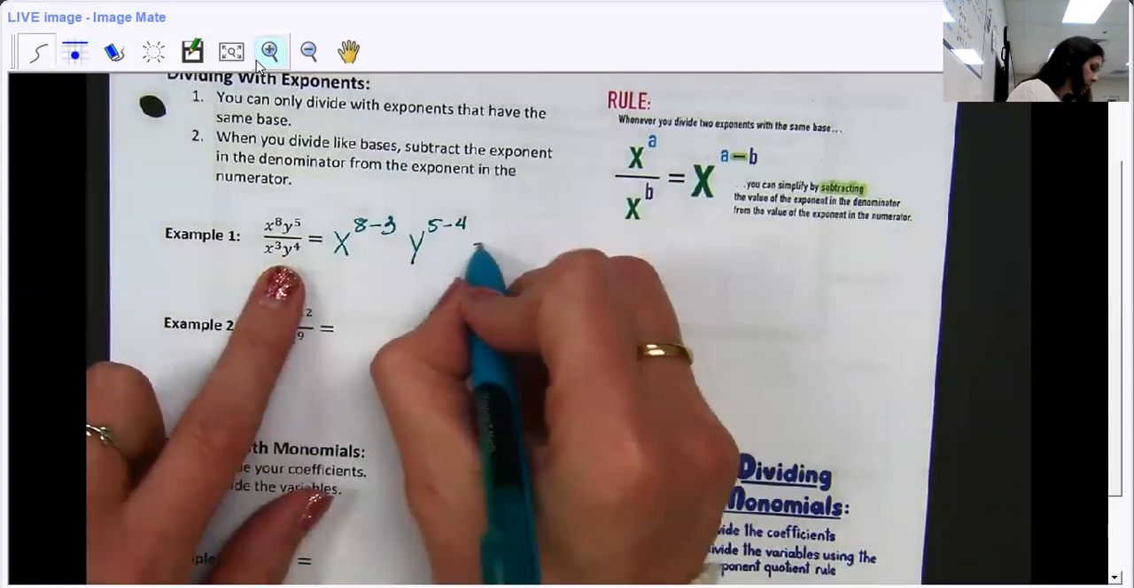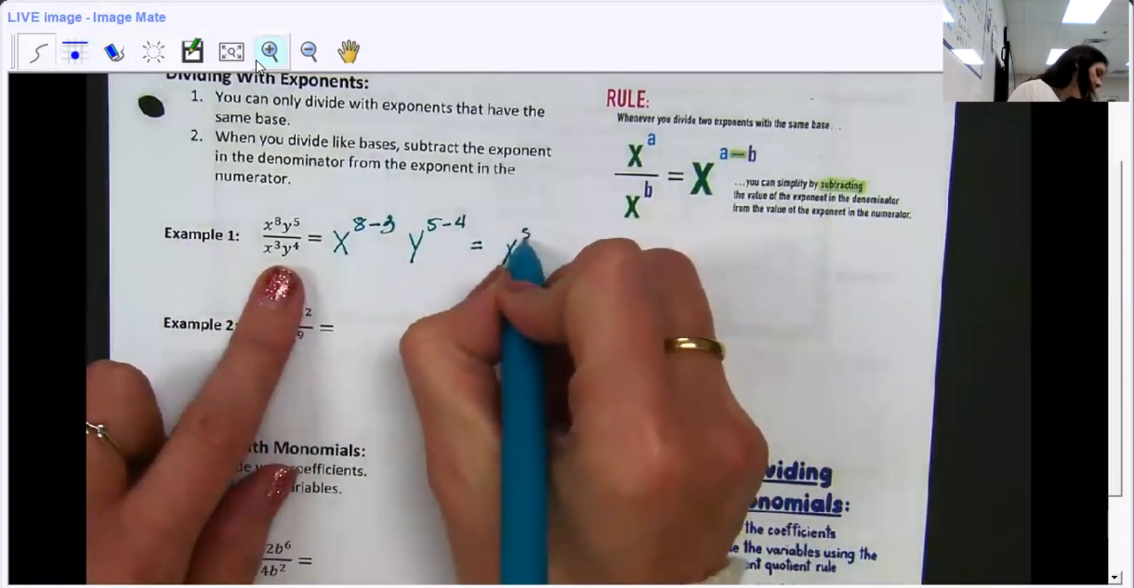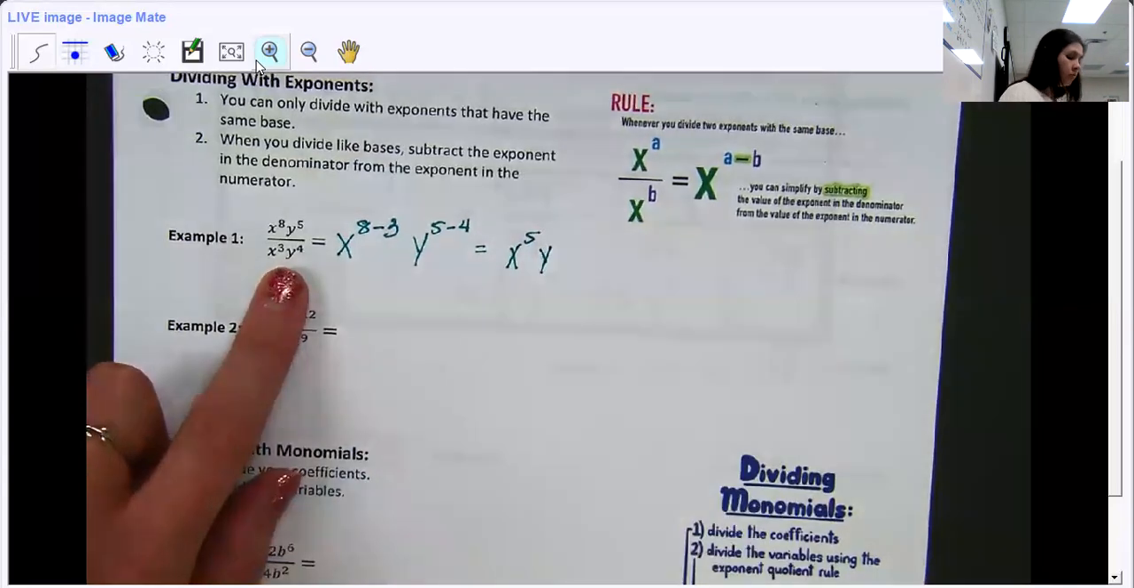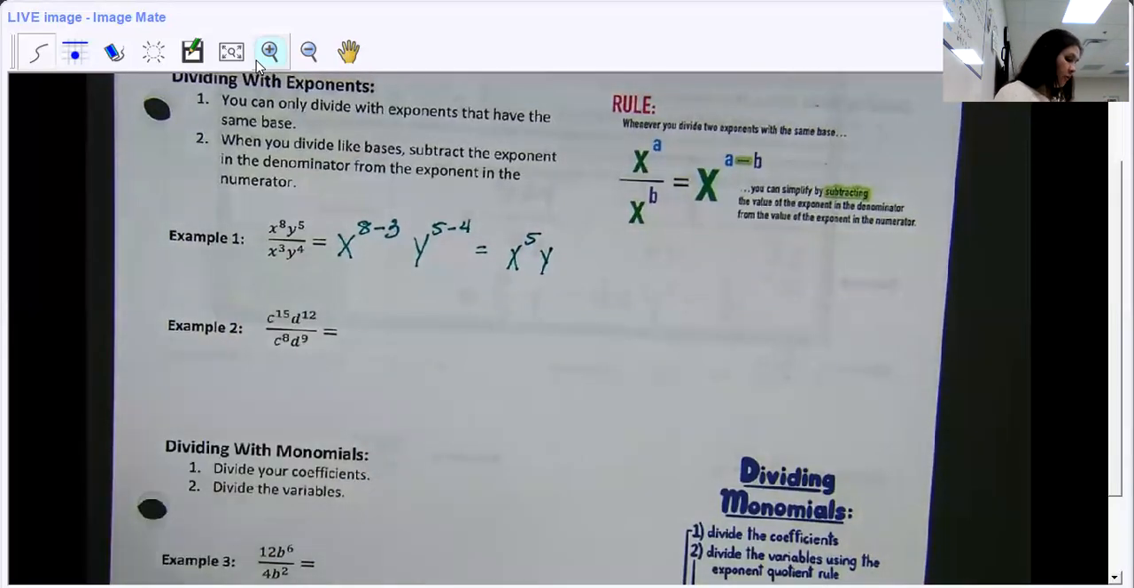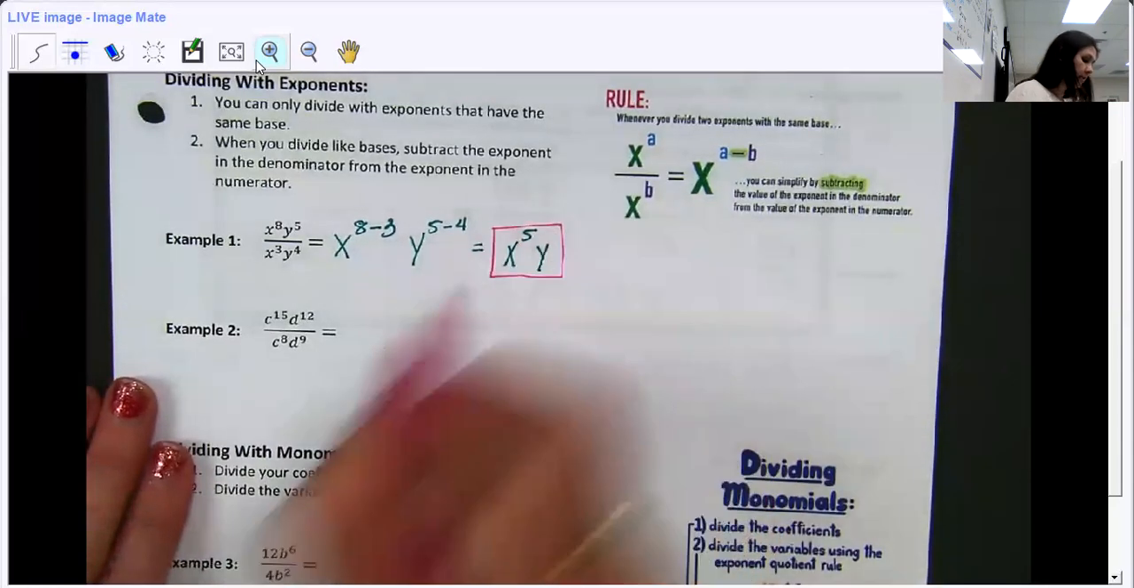Then my next step would be to simplify it out. I now have x to the power of 5, y to the power of 1, or just y. You don't have to write that 1 there. So this would be my final answer.